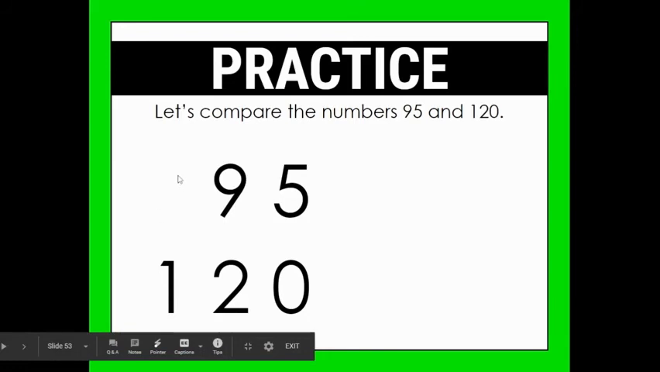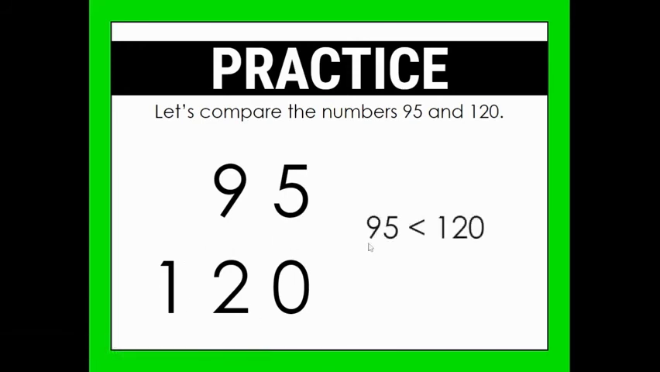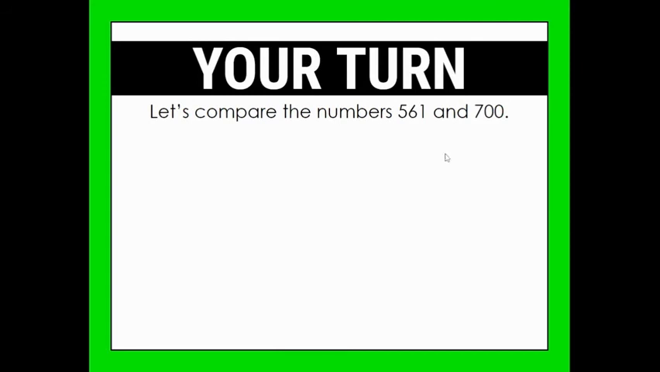Well, which one's bigger, 0 or 1? 1 is bigger. So that means 120 is the greater number. So when we write our sentence, we're going to write 95 is less than 120. Ready to try one on your own?